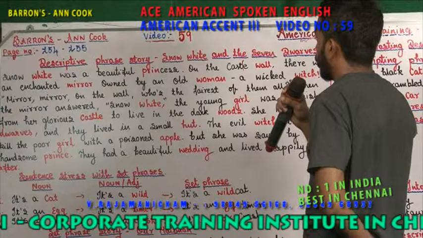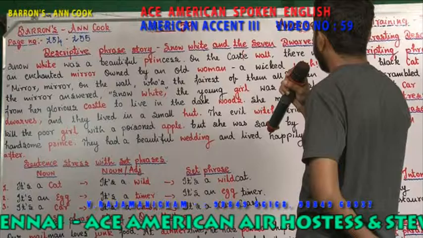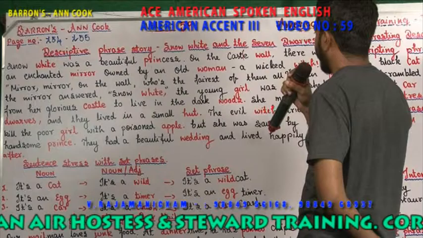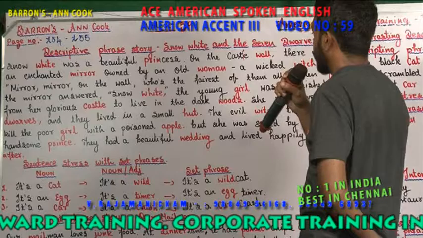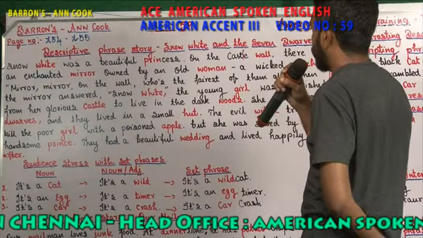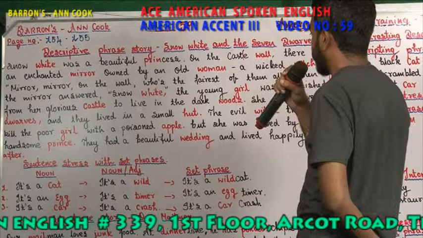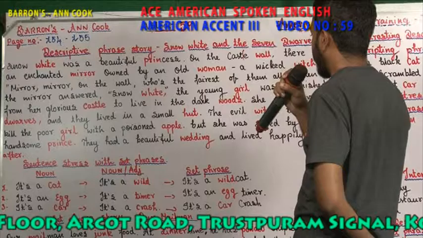On the castle wall, there was an enchanted mirror owned by an old woman, a wicked witch. Mirror on the wall, who's the fairest of them all? When the mirror answered Snow White, the young girl was banished from the glorious castle to live in the dark woods. She met seven dwarves, and they lived in a small hut. The evil witch tried to kill the poor girl with a poison apple. But she was saved by a handsome prince. They had a beautiful wedding and lived happily ever after.